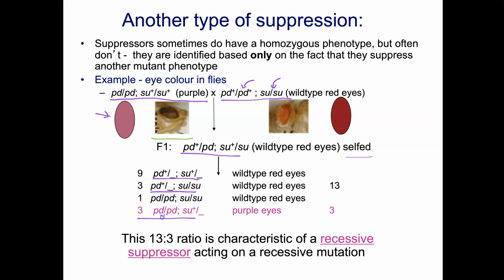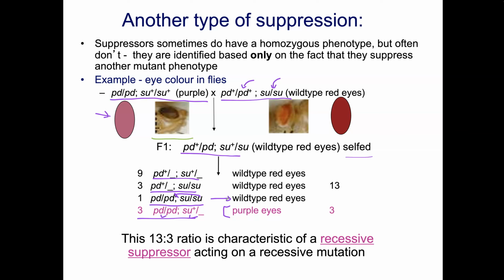3/16 that are mutant for the purple and wild type for the suppressor, so they're going to have the purple eyes. And then 1/16 that's mutant for both genes, and that's where this mutation suppresses that mutation and returns the eyes to the wild type color.